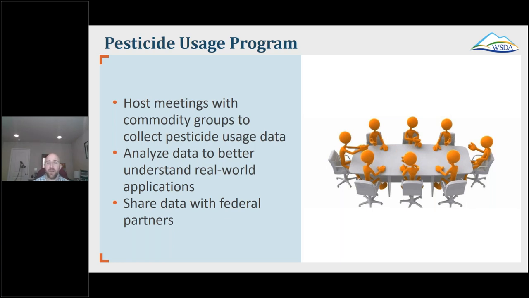Lots of times, and I'll talk about this later on, during pesticide registration processes, maximum label assumptions are made. So EPA or other federal entities might assume that a certain pesticide product is being used on all available crops on the label, at the maximum number of times per year, and at the maximum label rates. So if we collect real world data, we share that data with the federal partners in order for them to make the most informed decisions when it comes to pesticide registrations.